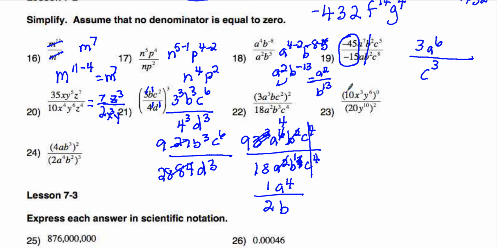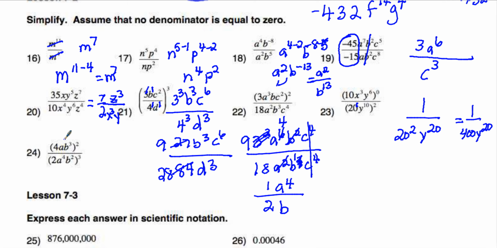This one, this is pretty easy. This entire thing, whatever it is raised to the 0, so that's just 1. Then this 2 gets multiplied to everything inside. So I get 20 squared. And y to the 20th? Well, 20 squared is 400, so that equals 1 over 400 y to the 20th.